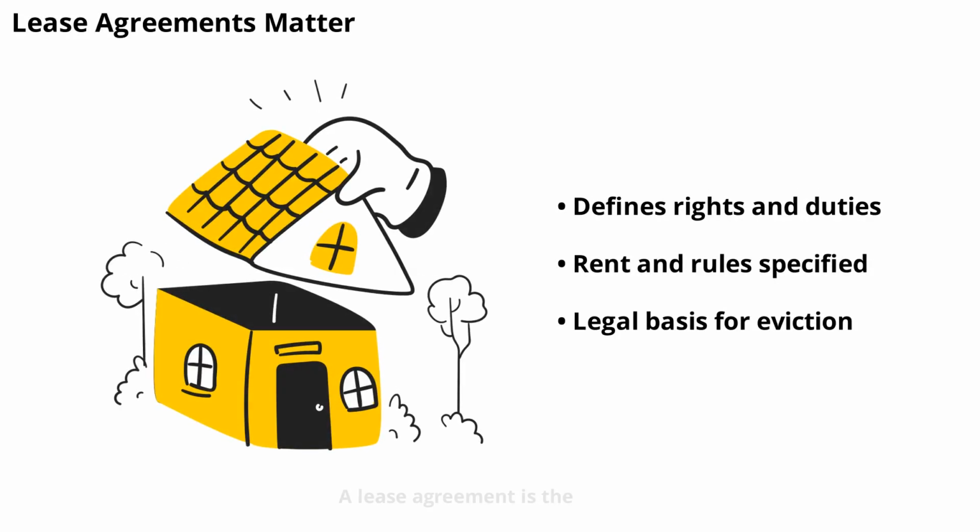A lease agreement is the foundation of the landlord-tenant relationship. It outlines the responsibilities and rights of both parties, including rent amount, due dates, and rules for property use. When a tenant violates any part of this agreement, it can become grounds for eviction. That's why it's essential for both landlords and tenants to thoroughly read and understand the lease before signing. Clear lease terms help prevent misunderstandings and provide a legal basis for action if issues arise.